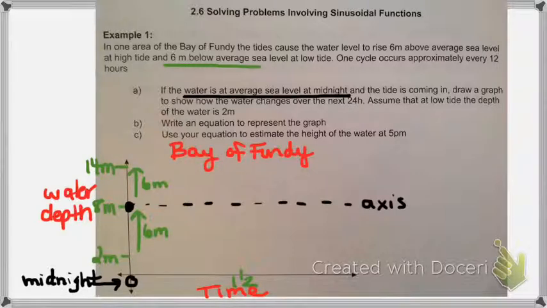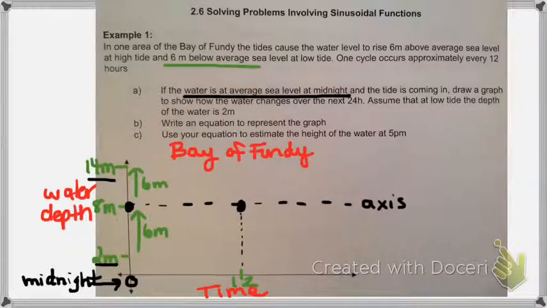We have to complete one cycle in 12 hours. So that means at 12, our point is going to be back at the axis. Well, look at the first point and the last point. They exist on the axis, which means our sinusoidal function will be a sine wave, not a cosine wave. If it was a cosine wave, our starting point would be either at the bottom at 2 or at 14, but we're starting at the axis.